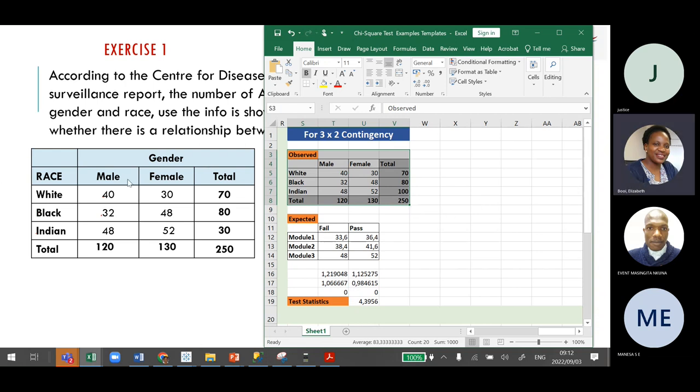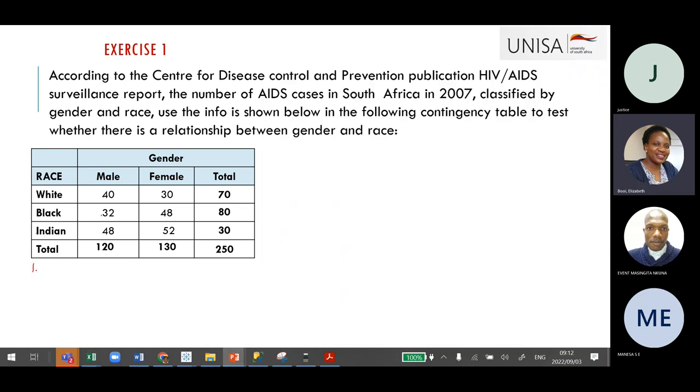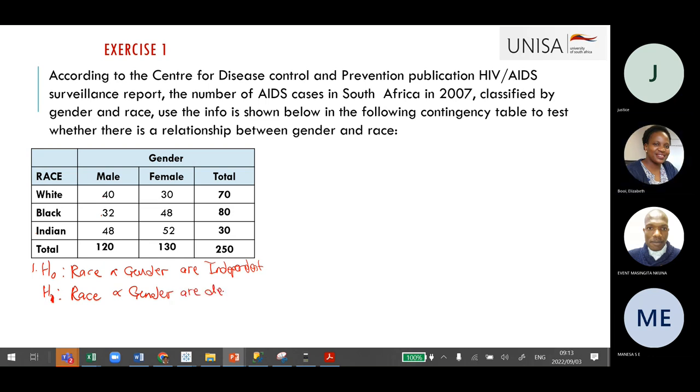Step number two, in terms of chi-squared, it says, number one, we need to state the null hypothesis and the alternative hypothesis, right? So a null hypothesis will state that race and gender are independent. The alternative will state that race and gender are dependent. That's step number one.